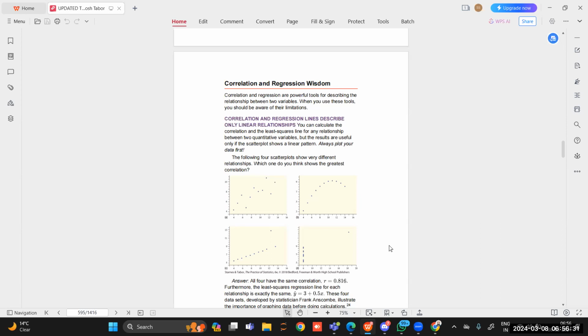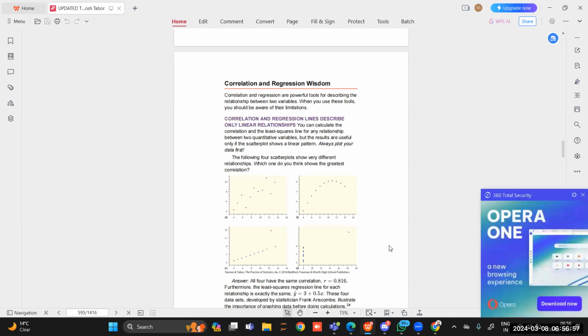He is trying to explain that correlation and regression are powerful tools for describing the relationship between two variables. When you use these tools, you should be aware of their limitations. And I have told you, with correlation we know where it is limited, where we should take caution. We cannot predict anything by correlation. We can only define the association of the two variables, the explanatory and the response variable. That's the limitation.